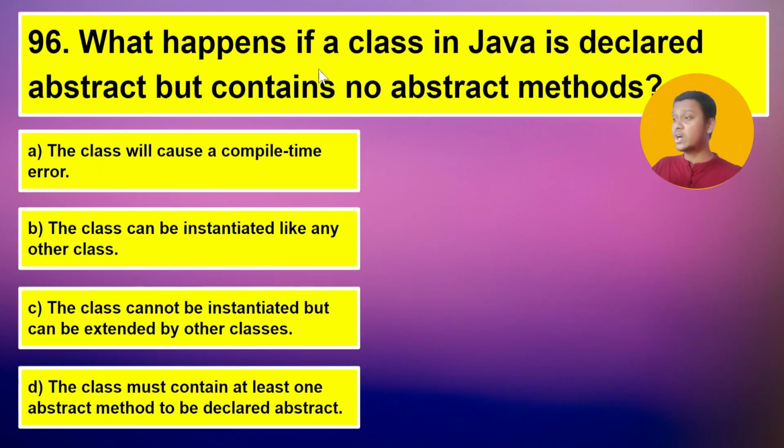Our next question is, what happens if a class in Java is declared abstract but contains no abstract methods? Option A, the class will cause a compile time error. Option B, the class can be instantiated like any other class. Option C, the class cannot be instantiated but can be extended by other classes. Option D, the class must contain at least one abstract method to be declared abstract. So here the correct answer will be option C.